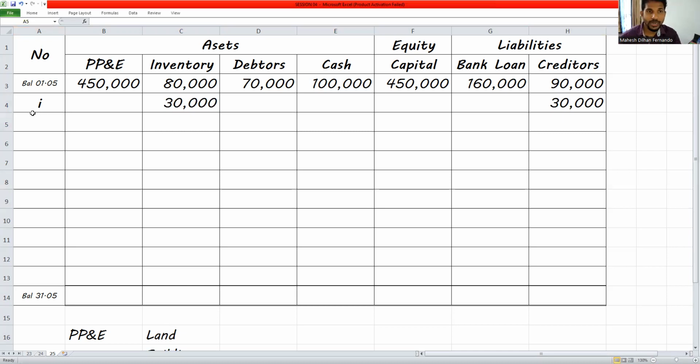Check your answers, please. Number 2, look at this one. The owner withdrew goods valued 15,000 for his personal use. Can anyone tell me how to record it? Anybody in the class? How should we record that transaction? The owner has withdrawn goods valued 15,000 for personal use.